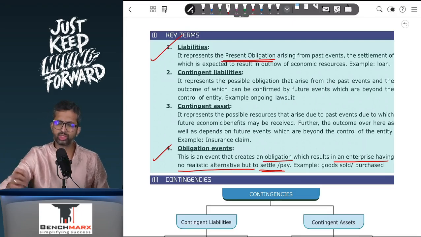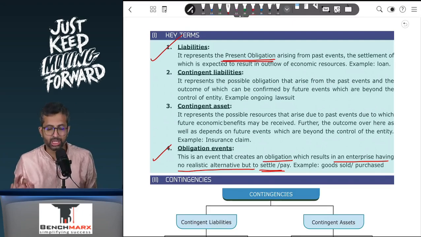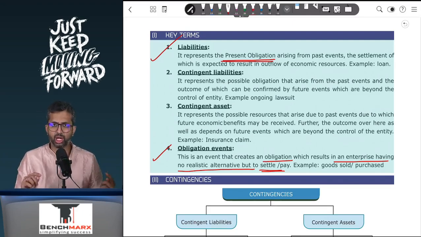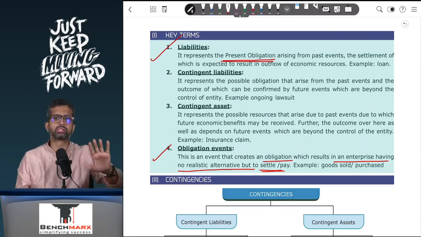I have sold goods, I have given them a warranty. So the obligation to repair exists, it is present. But when will the customer come? How much will I spend on repair? I'm not very sure, in which case I will have to create a provision. Provision means a liability that you are creating which has a certain degree of uncertainty.